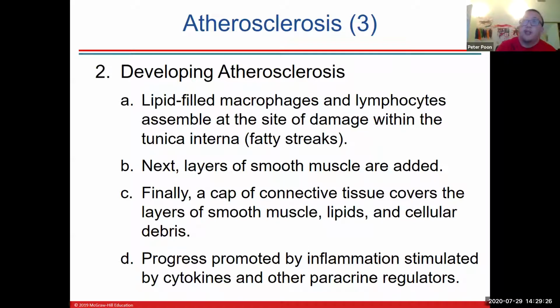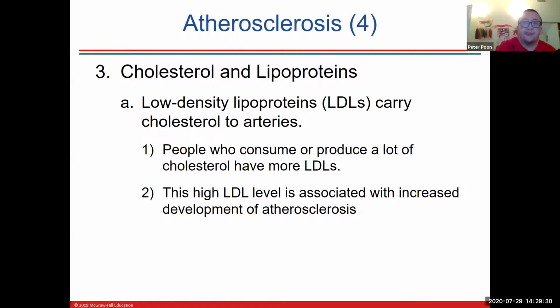Okay. So here are the stages of development of atherosclerosis. I'm sure you guys have heard of cholesterol, but there are 2 types of cholesterol. One's good cholesterol, one's bad cholesterol. The bad cholesterol is the LDLs, low density lipoproteins.